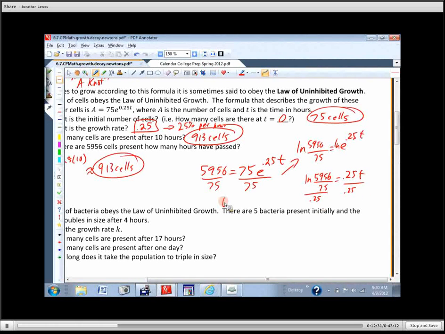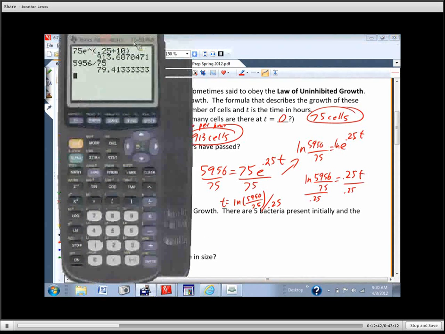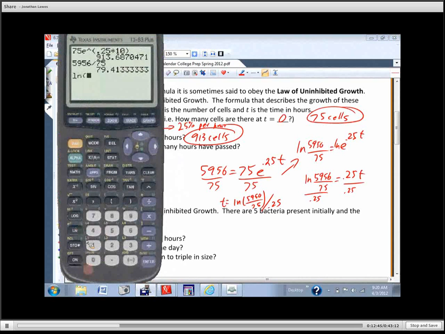So I'm going to have t equals the ln of 5956 divided by 75, and then we're going to divide that by 0.25. So we'll grab the calculator and we'll throw that in. So this is ln of 5956 divided by 75, that calculation I did previously, okay? And then we're going to divide that by 0.25. Please make sure you close the parentheses, because we're taking the ln of this little fraction right here, 5956 divided by 75, not the ln of the whole thing. We're not dividing by 75, then dividing by 25, then taking the ln. So make sure you use parentheses the right way.